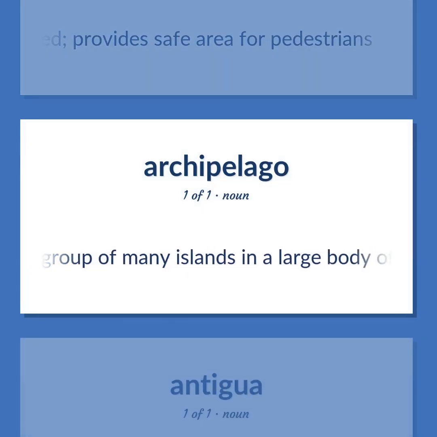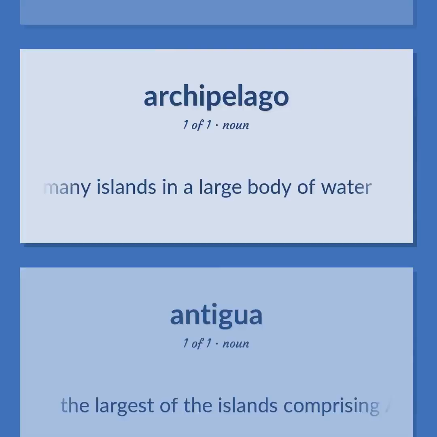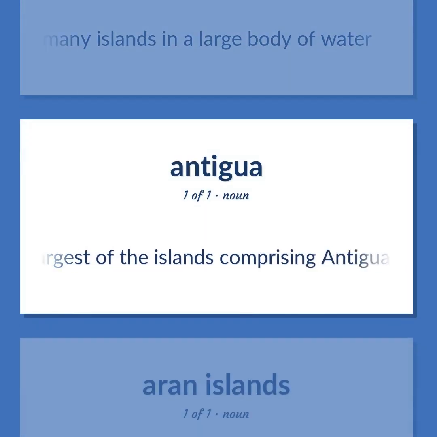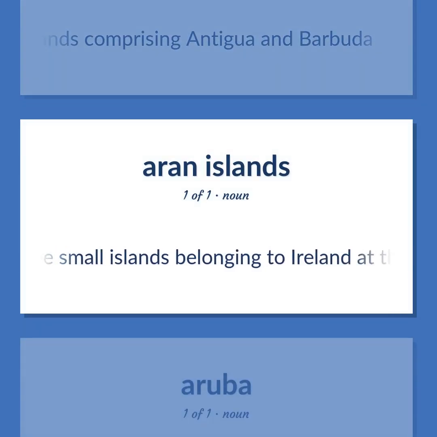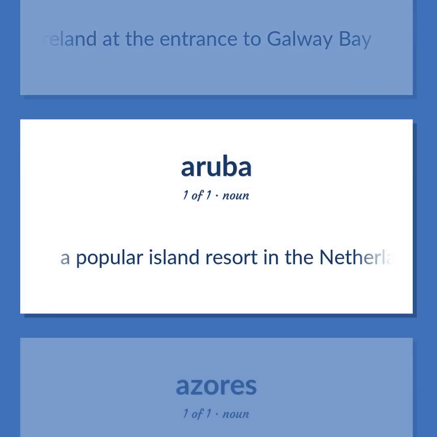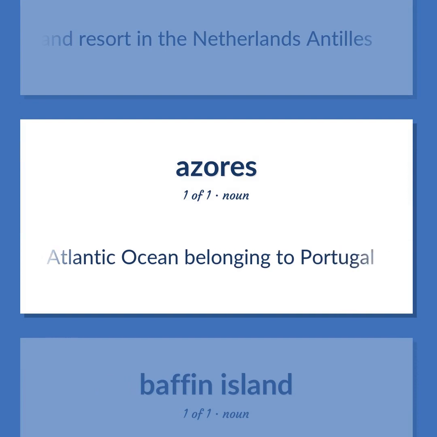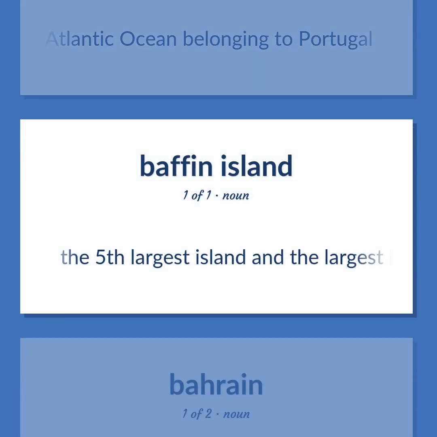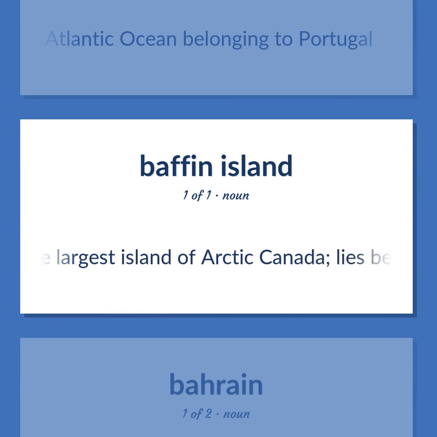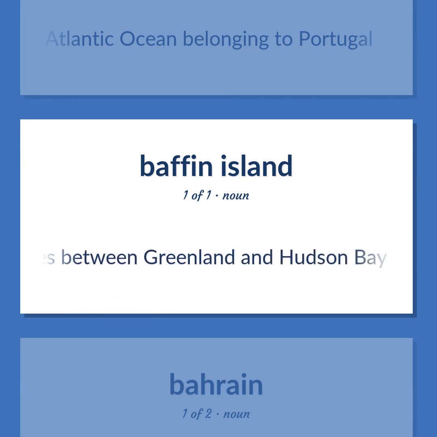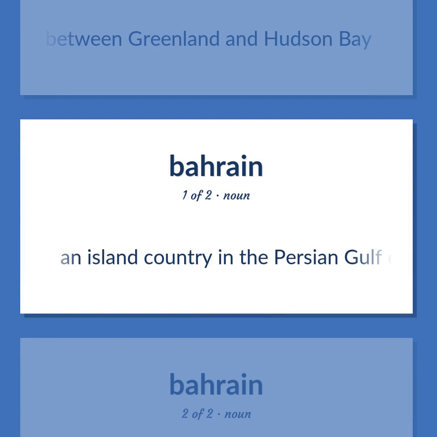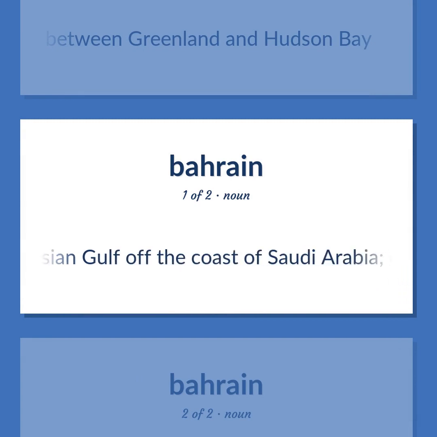A group of many islands in a large body of water. The largest of the islands comprising Antigua and Barbuda. Three small islands belonging to Ireland at the entrance to Galway Bay. A popular island resort in the Netherlands Antilles. Islands in the Atlantic Ocean belonging to Portugal. The fifth largest island and the largest island of Arctic Canada, lies between Greenland and Hudson Bay. An island country in the Persian Gulf off the coast of Saudi Arabia.